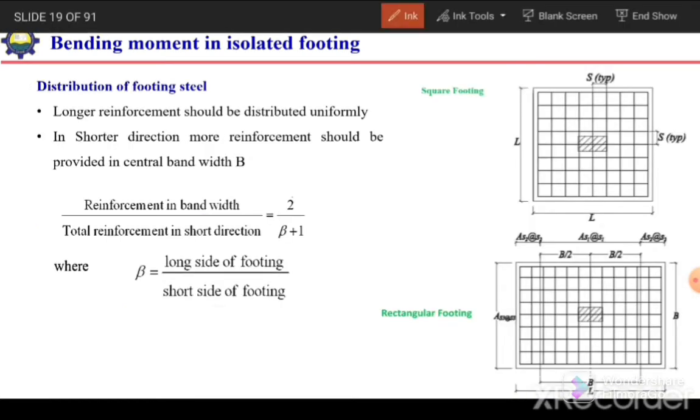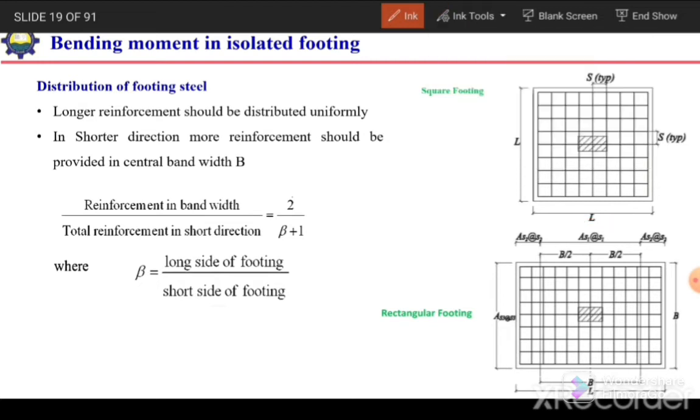So next is about the distribution of footing steel for flexure. So if we have a square footing, in that case the distribution of the reinforcement will be uniform, whatever is the area calculated for this direction. So we need to calculate the spacing of the footing based on the area of the reinforcement and then provide at equal spacing. Similarly for this direction.